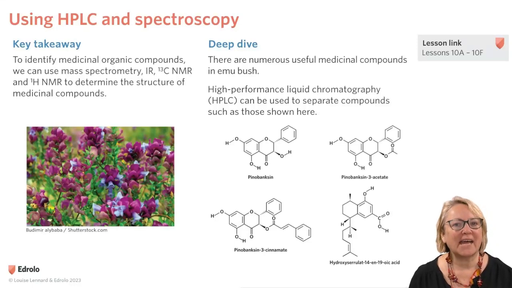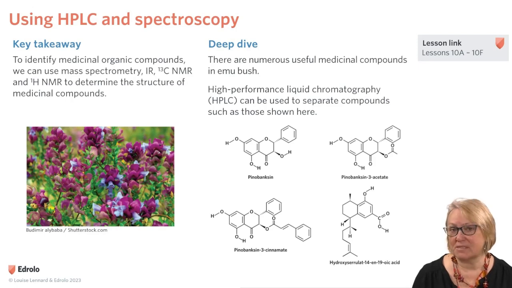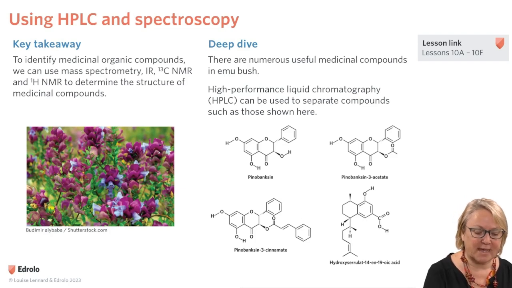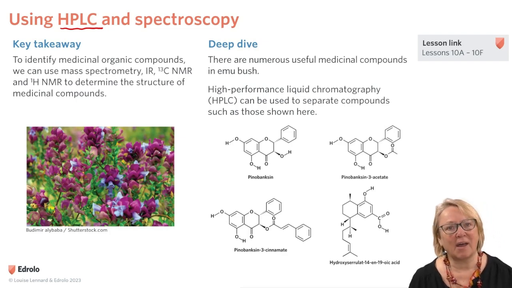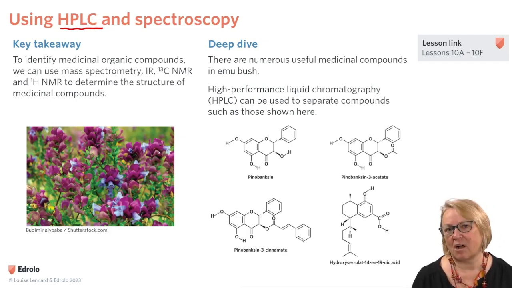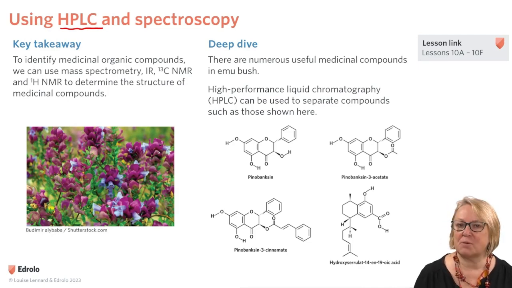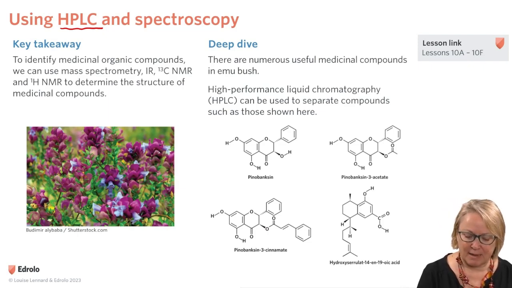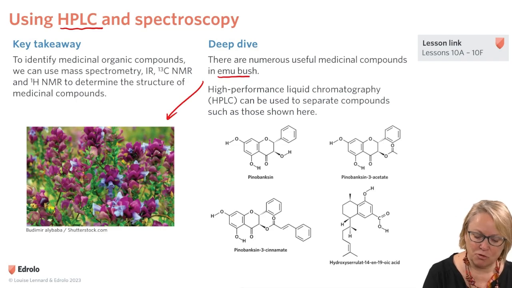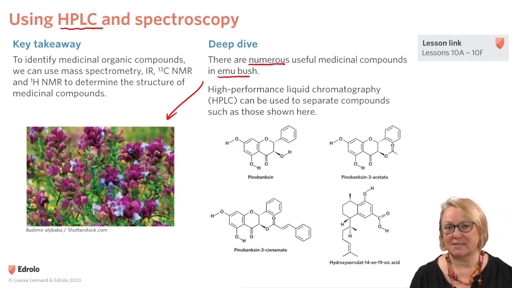Okay, we can use HPLC and spectroscopy that we've already looked at to identify medicinal organic compounds and to separate them. We can use HPLC to separate the compounds, and mass spectrometry, 13C NMR and 1H proton NMR to determine the structure of these medicinal compounds. Any plant contains hundreds and thousands of different compounds. Some are useful, some of them aren't. In the emu bush, there are numerous useful medicinal compounds, so there's more than just one.